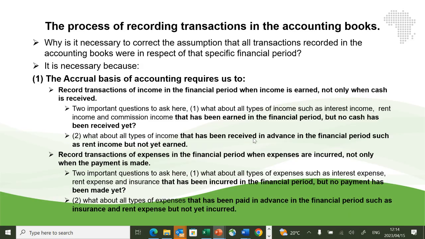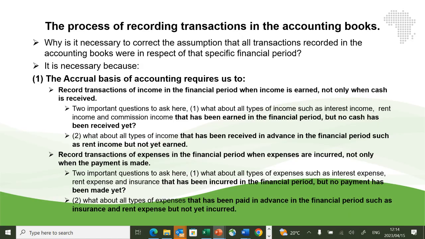What about the types of income that have been received in advance in the financial period, such as rent income, but not yet earned? If we have received money like rent income that we have not yet earned, because we have not yet delivered what is expected of us as a business, that income needs to be taken out of the rent income so that we don't overstate our rent income. The same goes for your expenses. Accrual basis requires us to record transactions of expenses in the financial period when expenses are incurred, not only when we make payment.